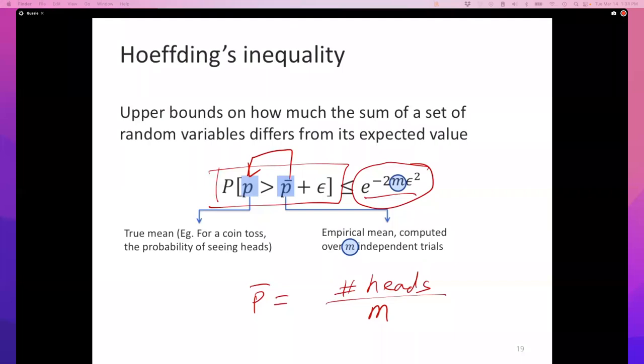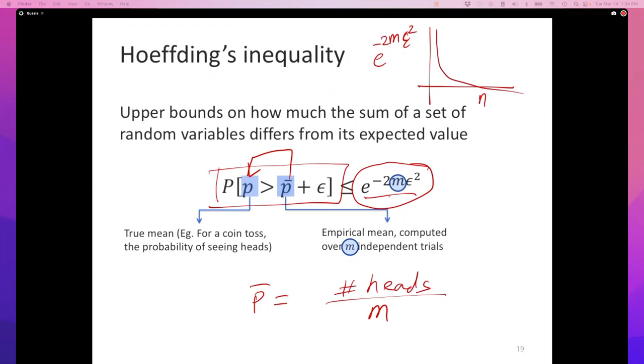After a point, I say the word probability enough times that it loses meaning. So let me do this correctly. You toss a coin m times. And if I plot m versus e power minus 2m epsilon squared, let's say I fix epsilon, this drops really fast. It doesn't go below zero, but I don't know how to draw that.